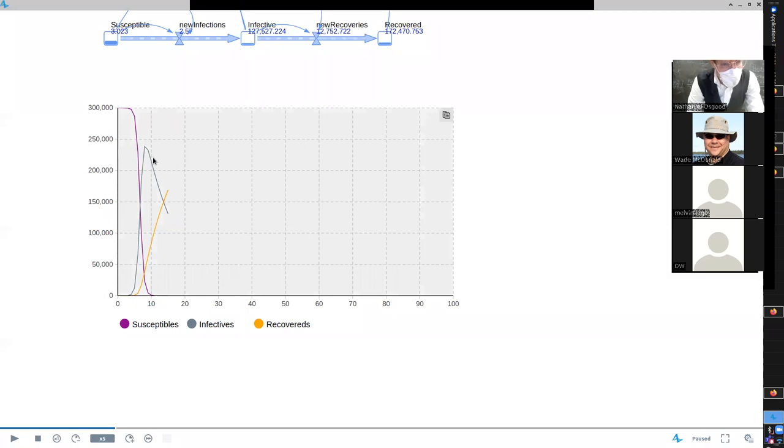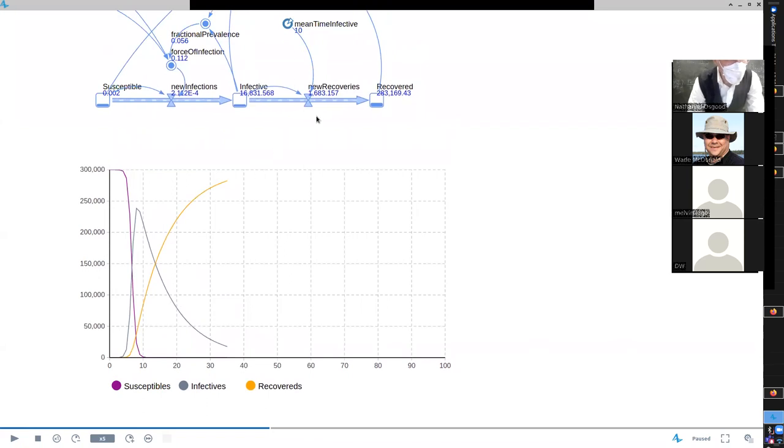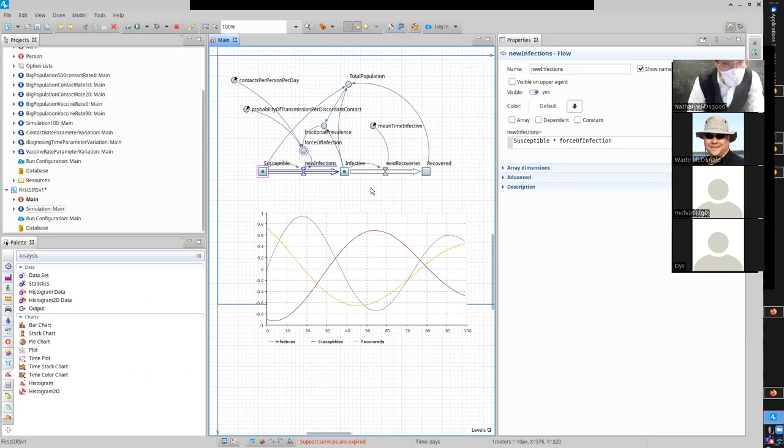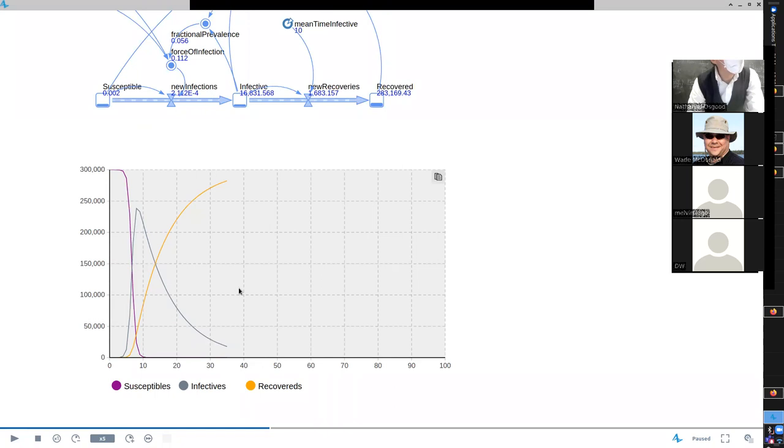And then what's going on now? What's the major feedback driving what we see now coming down? What do you think is limiting this slope? I'll give you a hint, it begins with R. Recovery. And there's a feedback here. The more infectious, the more new recoveries, the more new recoveries, the fewer infectious. So it draws it down. Do you see that? And it's going down and down.